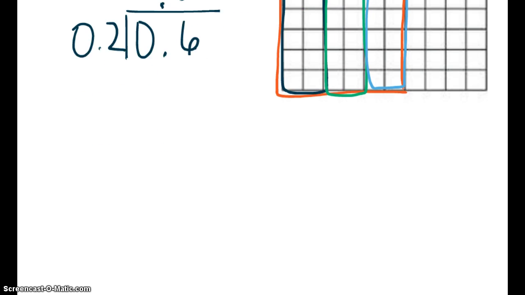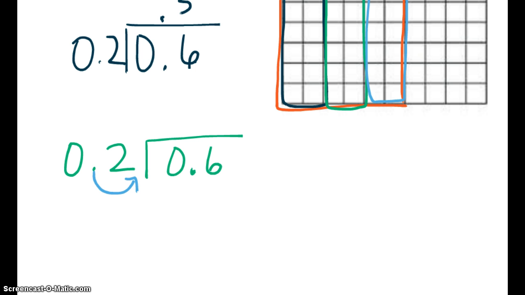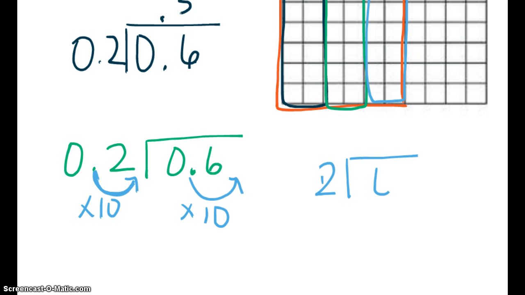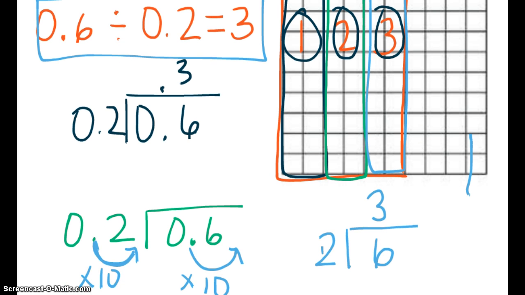So what we actually have to do when we have a problem that has a decimal as our divisor, let me rewrite this, is remove the decimal from the divisor. To move my decimal point over, I multiply by 10. Every time you multiply by 10, you move your decimal point. So I'm going to do that to my divisor, and I'm going to do that to my dividend. So I'm going to multiply this by 10. Then I've changed my problem to 2 divided into 6, which is 3. So that's why 6/10 divided by 2/10 is 3. I did not write a new problem. This and this are the same thing.